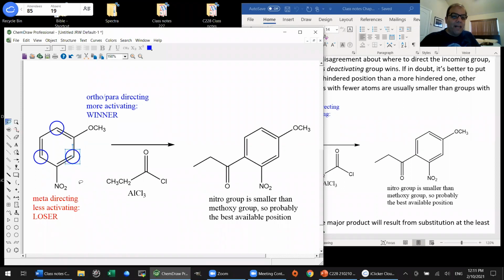Let's see then. So the methoxy group would like to put the incoming group, which I just now happened to look over. This is, of course, a Friedel-Crafts acylation. So that means we're going to put the acyl group on, in this case, a propanoyl group. So I think you'll agree, let me make the methoxy group blue so we know what we're talking about. I'll make the nitro group red.